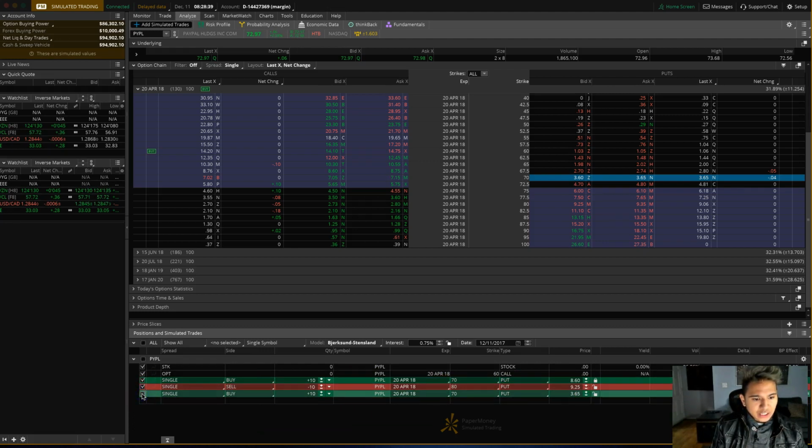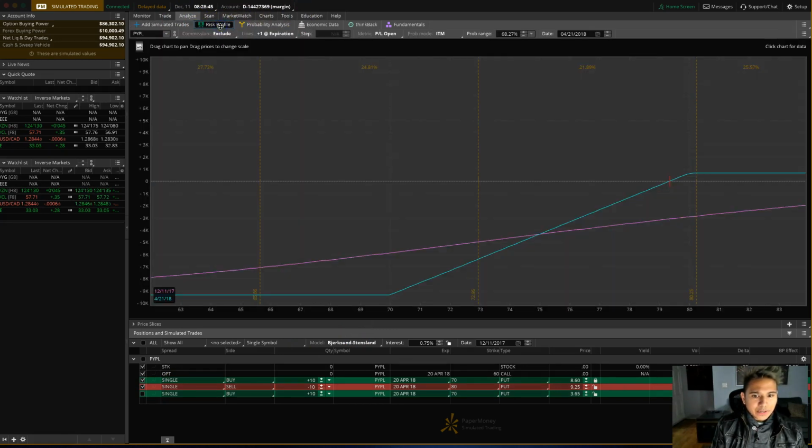And then let's uncheck this one, and then let's go back to risk profile. So then you can see here what would happen based on the different time frames. If PayPal was at expiration, which is 4/21/18, at 79.35, then you would have lost this amount.